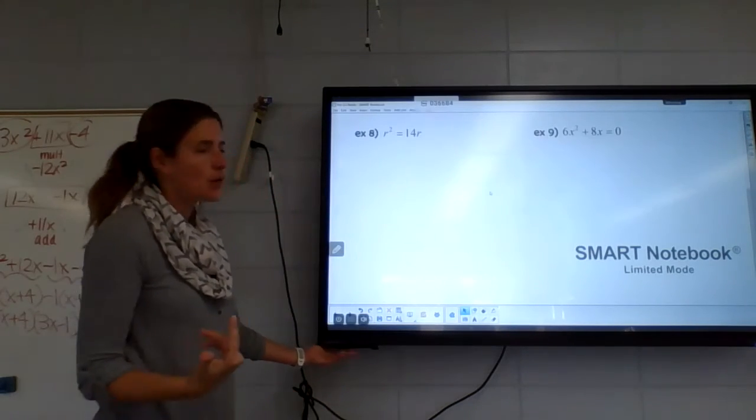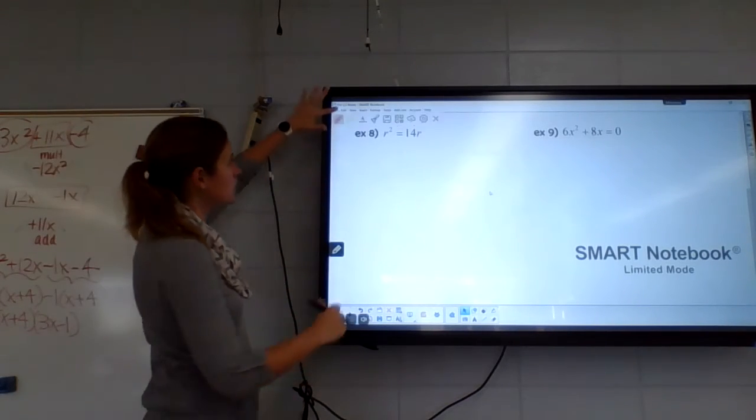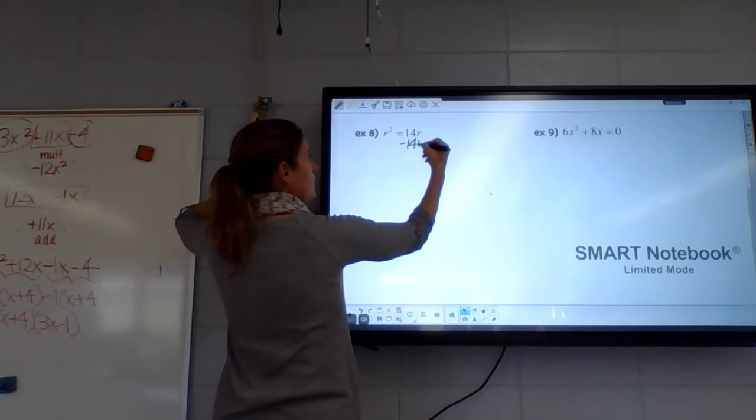So, I still want these to equal 0 first of all. So I'm going to make them equal 0. So I'm going to move the 14r over.